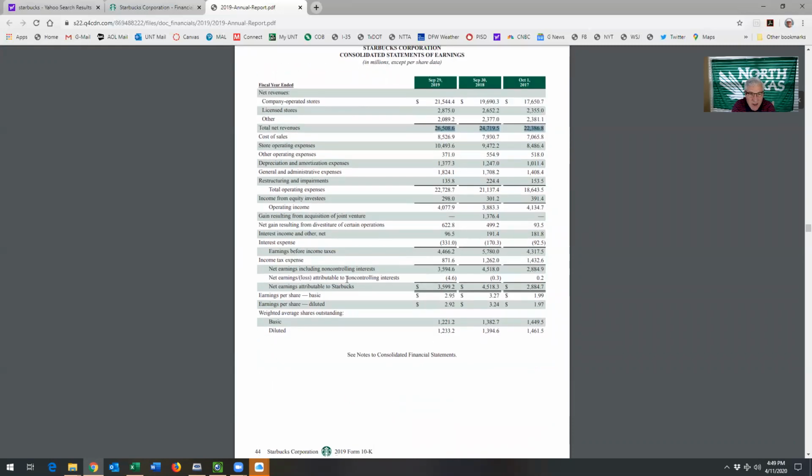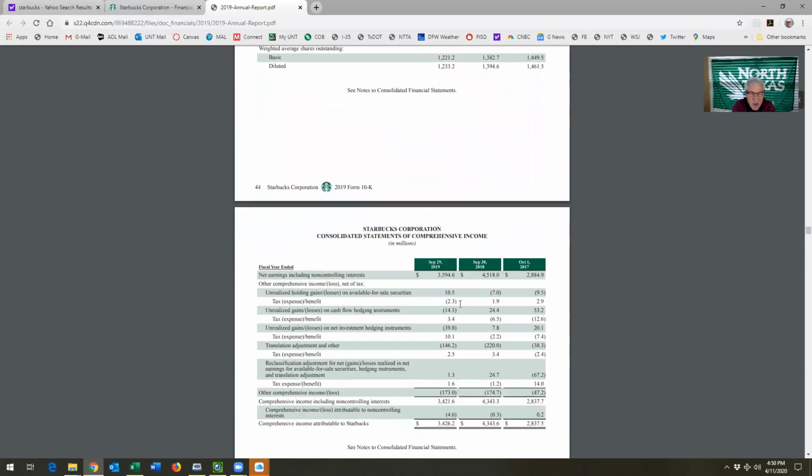How much is their net income? We'll come down here to the very bottom. 2.9 billion to 4.5 billion. They're slightly down this year, 3.6 billion. And guess what? Earnings per share right there. They made $2.92 diluted earnings per share. We'll get into that with you.